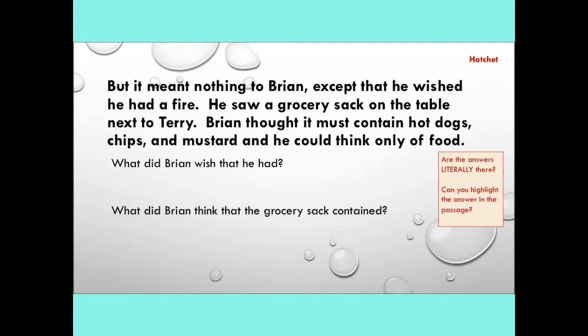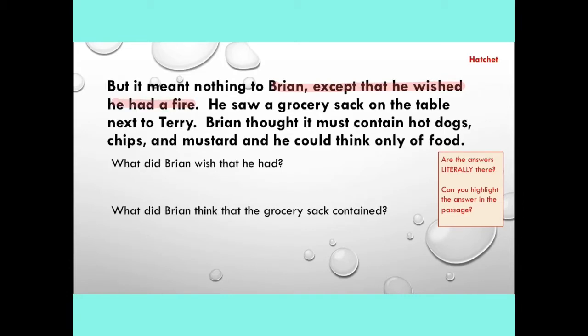There are two questions in regards to this passage, and both of these questions are literal. The reason is because the answers to the questions can be highlighted or underlined and found directly in the text. We actually want you to highlight the answers in the passage. Are the answers literally there? Can we highlight them? So let's look at the first question. What did Brian wish that he had? So if I go back up into the passage, I can see that Brian wished that he had a fire.